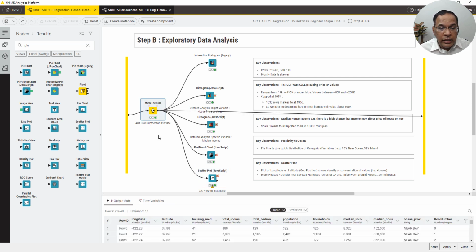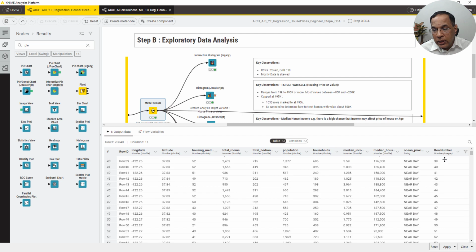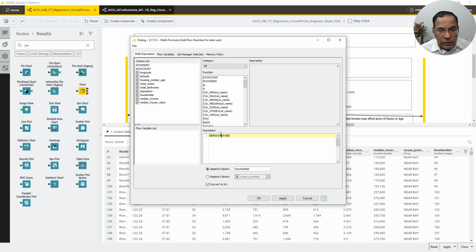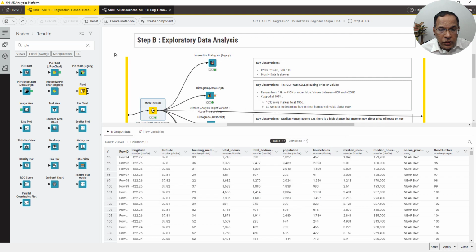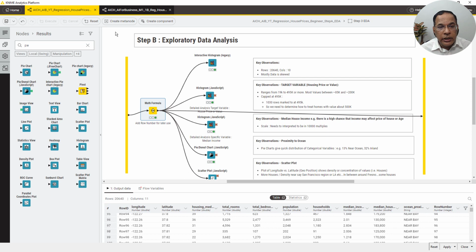So I'm adding a row number, and the row number column comes up at the last, as you can see. It's just a sequential number, because all we talked about is a row index. I could have anything else, it could be any formula, but essentially that's what you're doing here. Okay, all right, so that covers your exploratory data analysis.